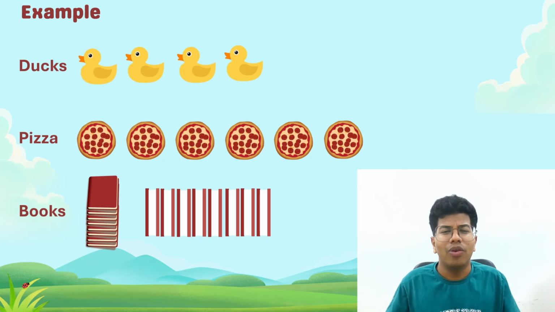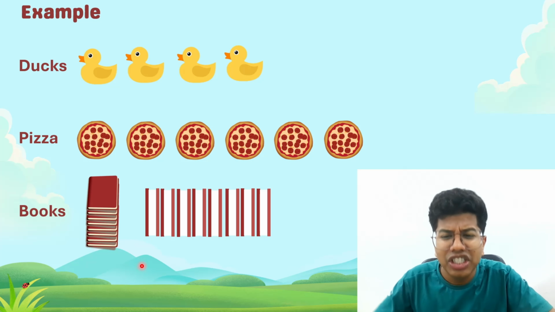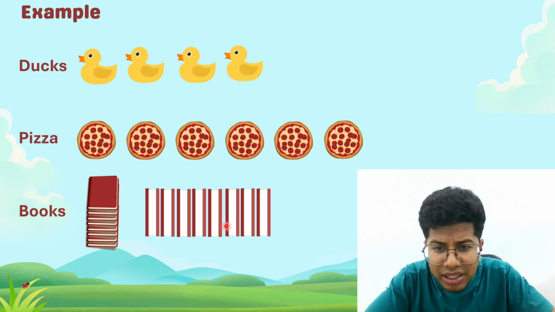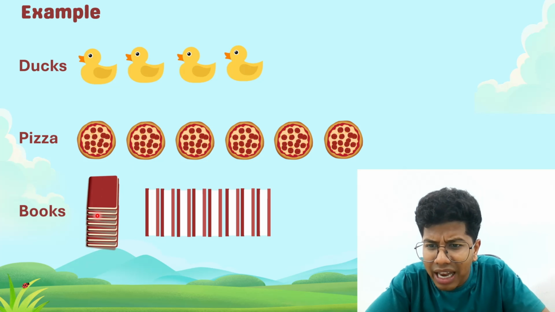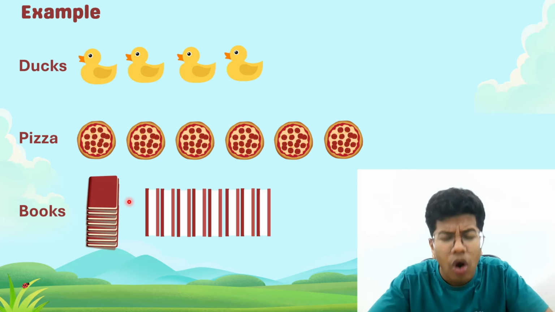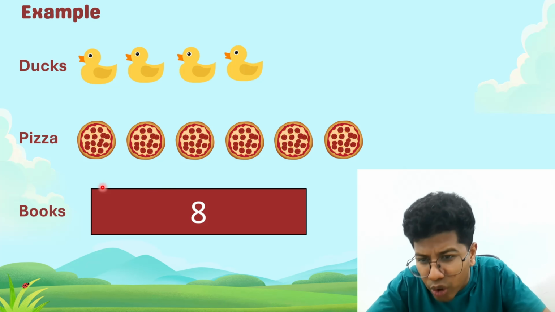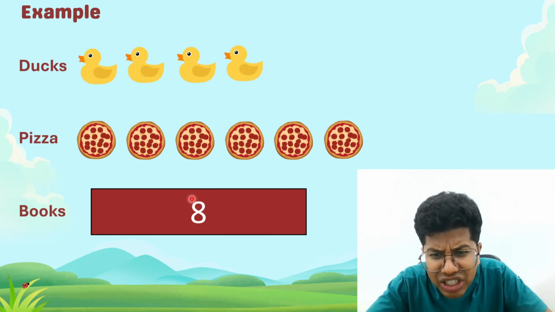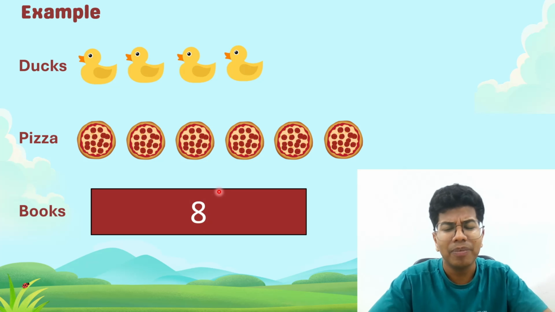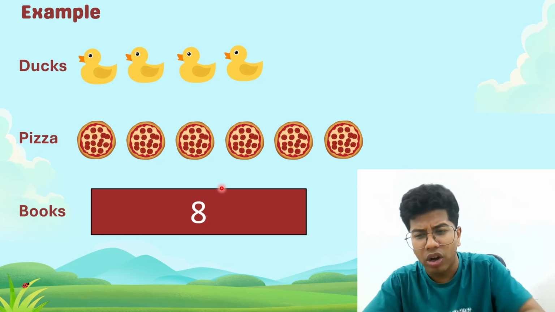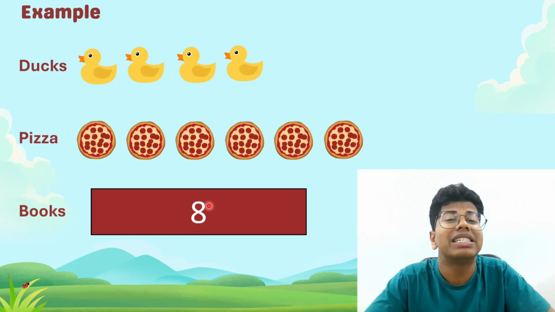And also, does it remind you of any shape here? You can see this looks like something like a rectangle. So, instead of drawing 8 books, what I can do is, I can draw a rectangle and just write down 8 in the middle. And this simply means books are nothing but just 8.